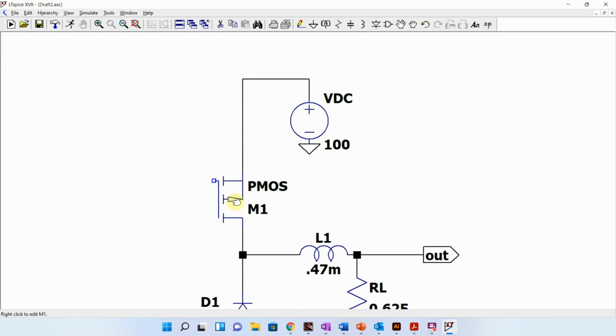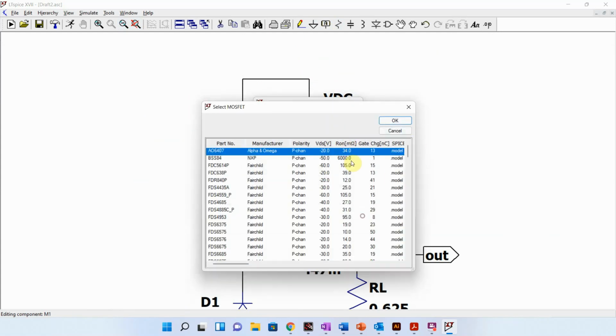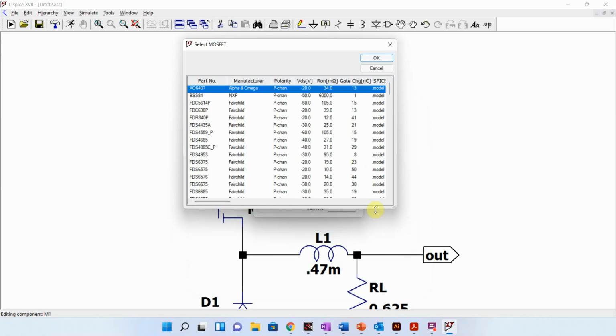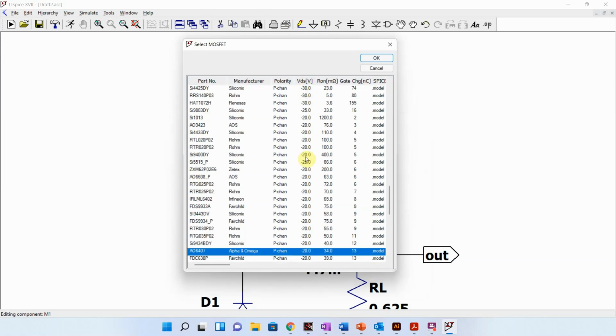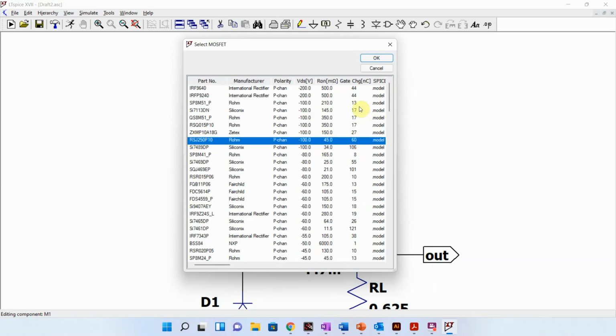Okay, now we have to get a PMOS. Our PMOS, again, has to have a voltage rating greater than around 100 volts. We want our on-resistance to be fairly small, and we want the gate charge, which is how fast it's going to switch, to be fairly small. So it's kind of a trade-off here. Here's one with a small R on and a small gate charge. Let's just go ahead and grab that one.